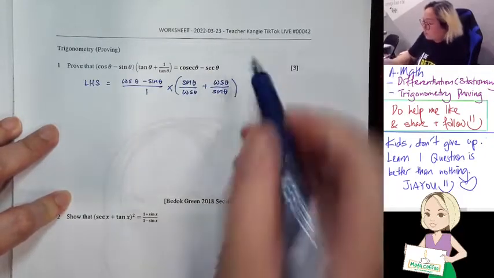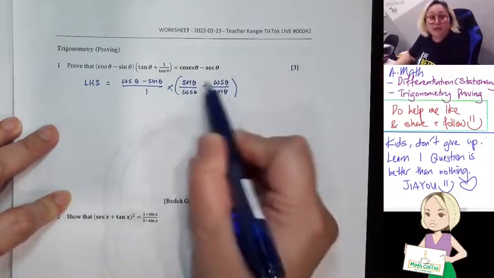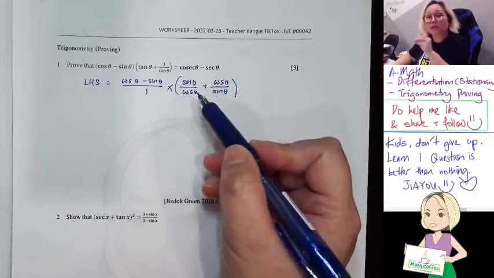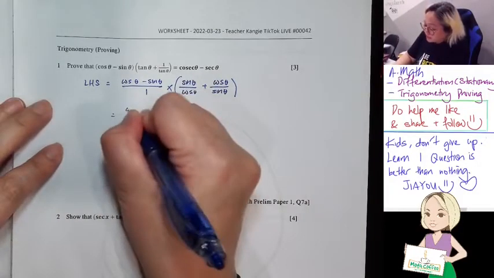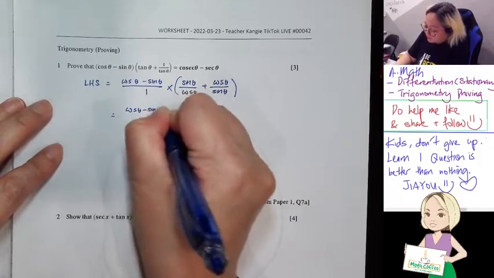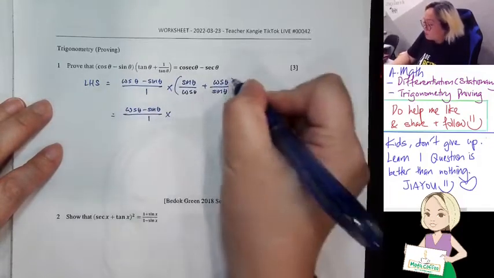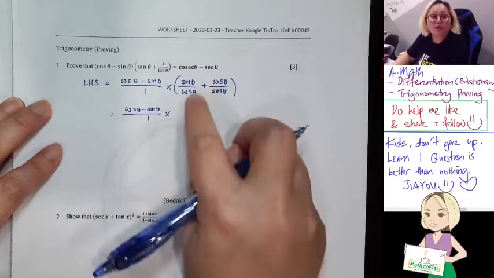Okay, so what you need to do is, for this bracket here, you need to combine this into a single fraction. So this one, just leave it as it is first. Just write first, no need to do anything to it. So now I'm going to combine into a single fraction on the right hand side.